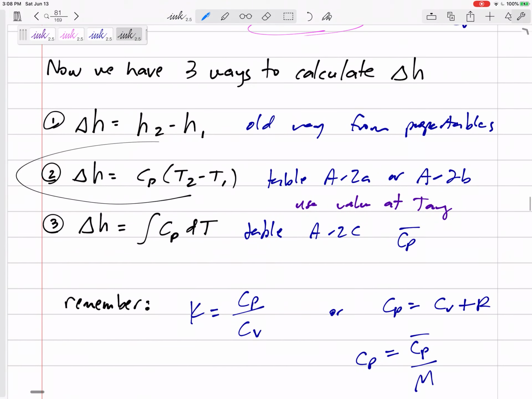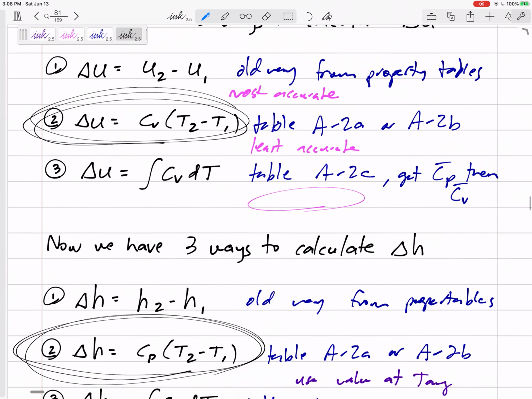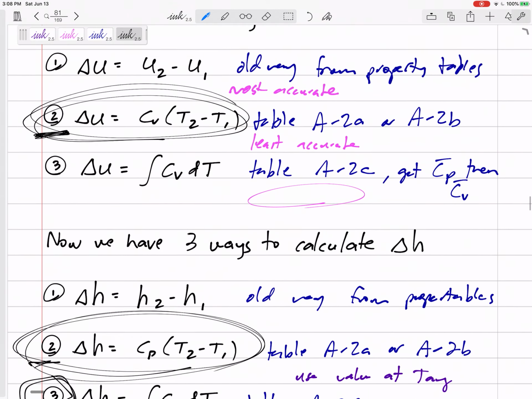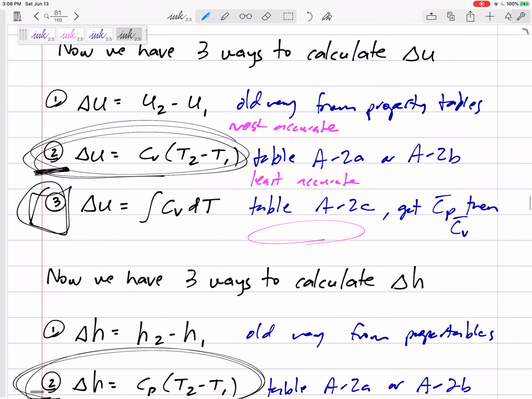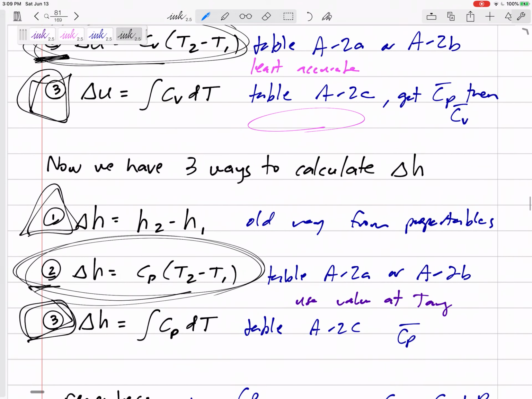So you'll see that the second method is probably a quicker and easier method to give us a decently accurate delta U or a decently accurate delta H using constant specific heat. So when I say constant specific heats, I'm talking about number 2. When I say variable specific heats, I'm talking about number 3. And when we say property tables, I'm talking about method number 1. All right. Let's do some problems.